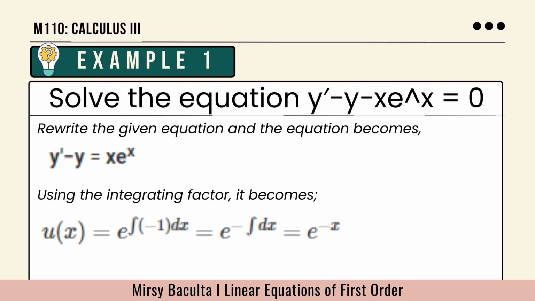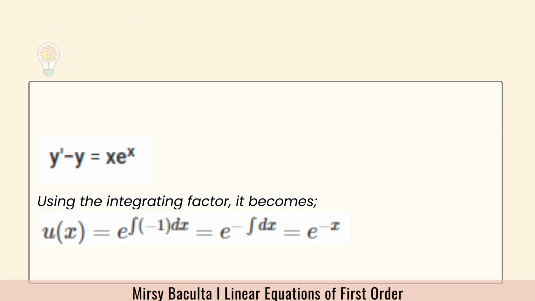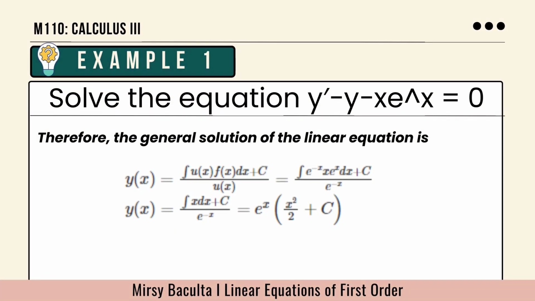So using the integrating factor, it becomes u of x. So the u of x is equal to e to the power of the integral of negative 1 dx. So this becomes e to the power of negative x, after we evaluate the integral using the integrating factor. After that, we transform the integrating factor. So if we have the value of the integrating factor, we just substitute it into our general solution of the linear equation. Therefore, the general solution of this linear equation is this one.